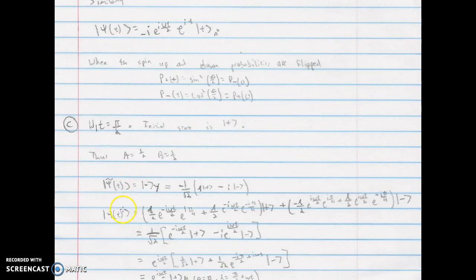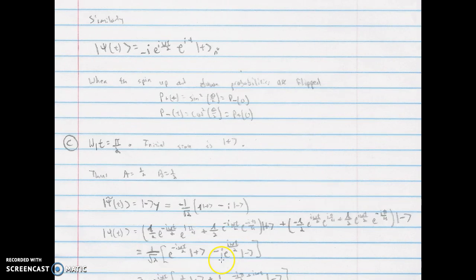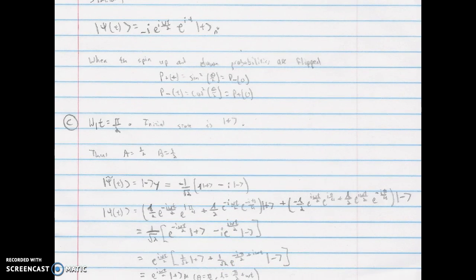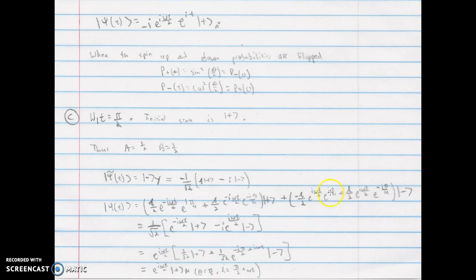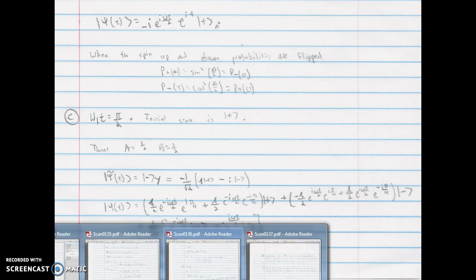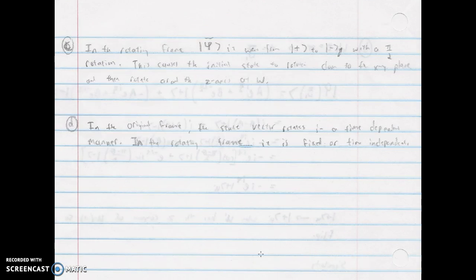So plugging that in, our transformed state vector is equal to this. Our regular state vector is equal to this. Let me just expand this a little so you can see the bottom. There we go. So this is what we get for the transformed and regular state vector. And moving on, we can see in the rotating frame, it went from spin up in the z direction to spin down in the y direction with a pi over 2 rotation.